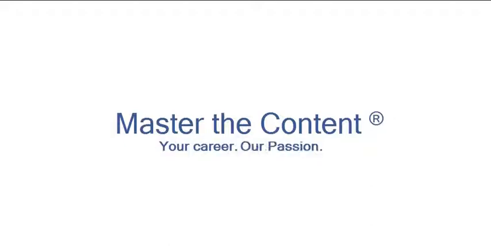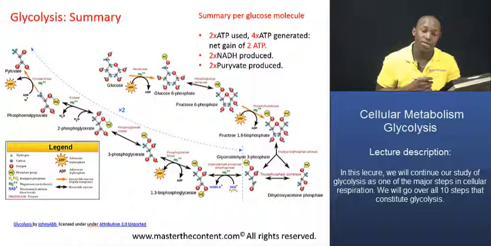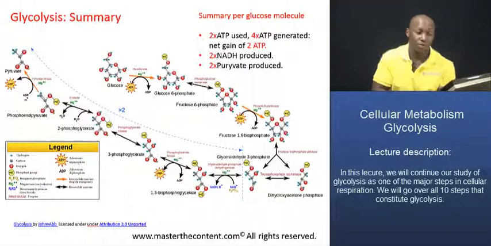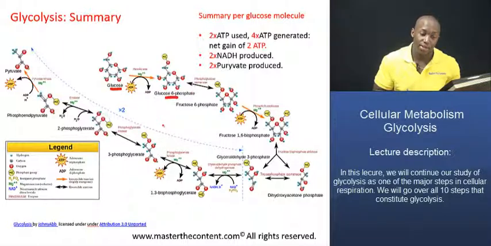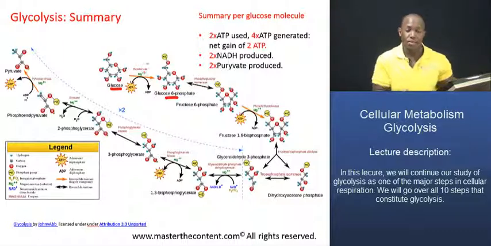Your career, our passion. So what we're going to do now is look at the summary of what we just talked about. In the first stage of this reaction, we have glucose getting converted into glucose 6-phosphate. Now this reaction requires the input of energy in the form of ATP, and this reaction is catalyzed by the enzyme hexokinase. So that's the first step right there.